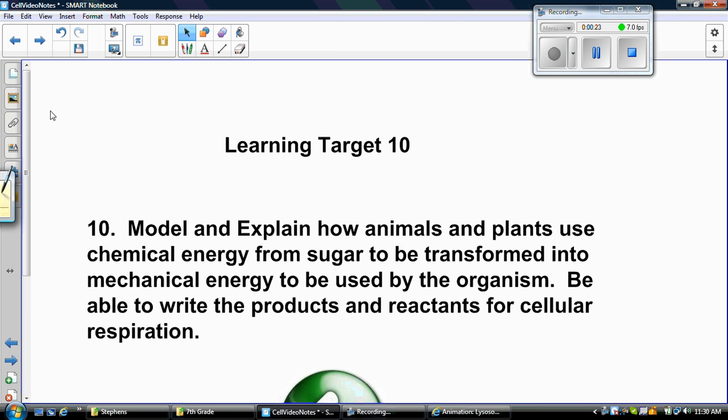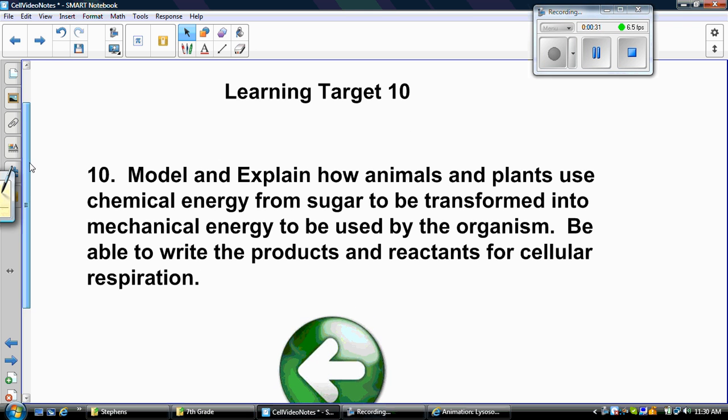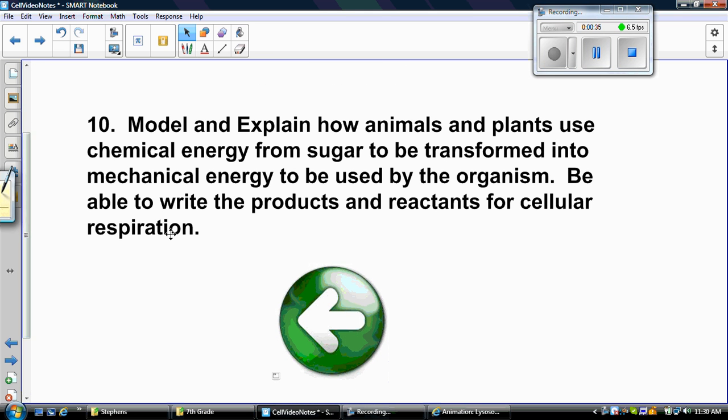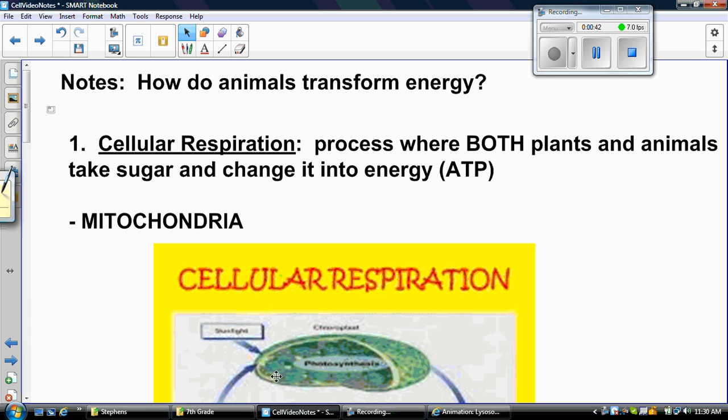Learning target 10, we're going to model and explain how animals and plants use chemical energy from sugar to be transformed into mechanical energy that is used by the organism. Be able to write the products and reactants for cellular respiration. So you'll be able to write the equation for cellular respiration as well.